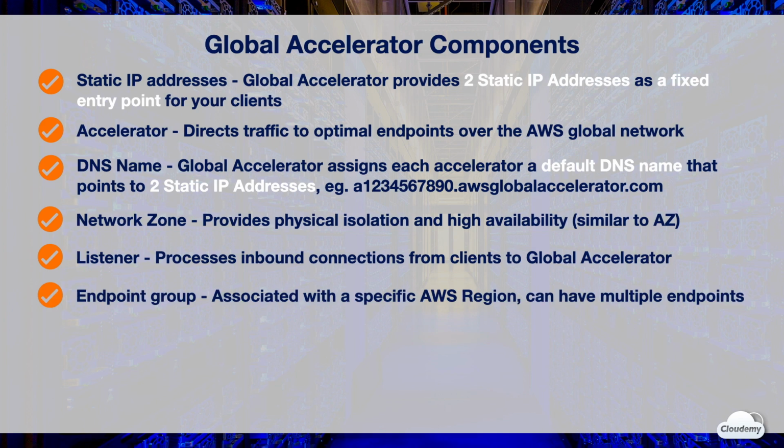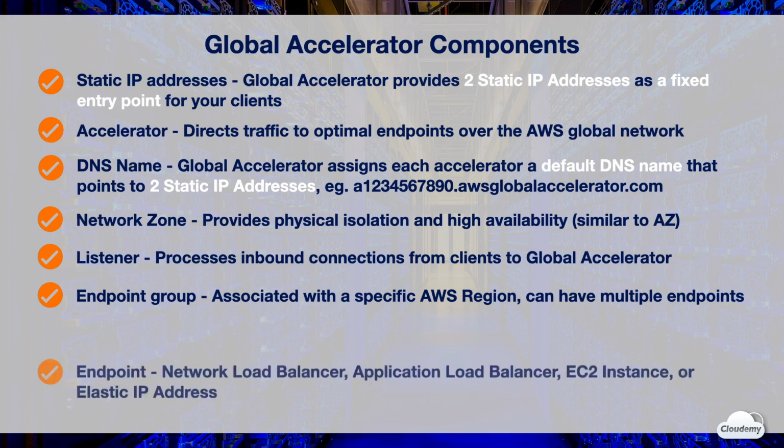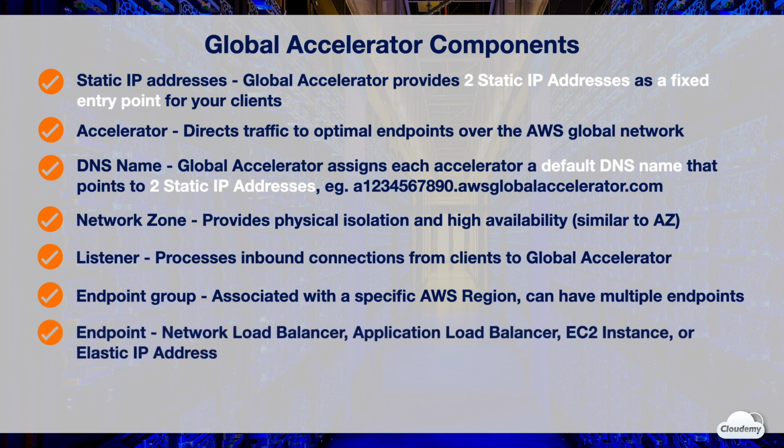You can increase or reduce the percentage of traffic directed to an endpoint group by adjusting and setting the traffic dial. The traffic dial enables you to easily shift traffic from one group to another, which is commonly needed for blue-green deployment testing. An endpoint might be a network load balancer, an application load balancer, an EC2 instance, or an elastic IP address. An application load balancer endpoint can be internet-facing or internal.